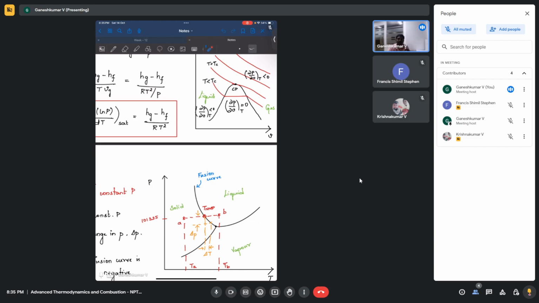The tables come only when you have engineering applications, right? Like steam tables, we use them in steam turbines, in industries everywhere. So that's why they introduced steam tables. But in research, people don't use steam tables. They use some sophisticated methods, some sophisticated equations.